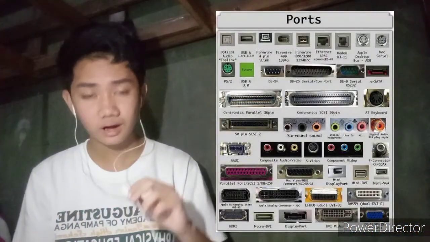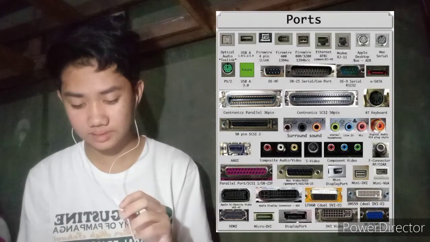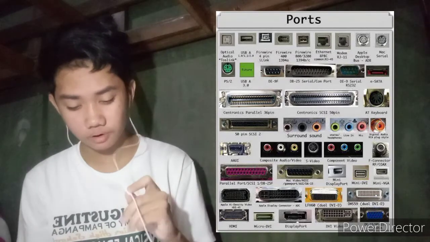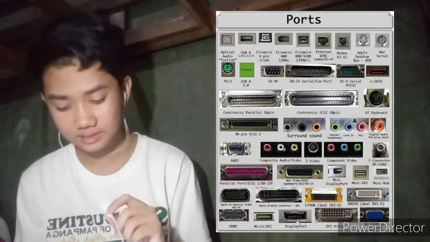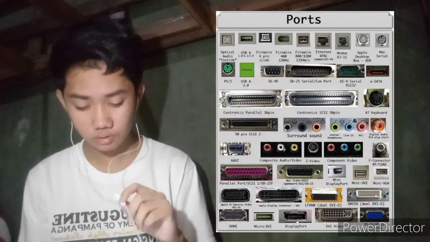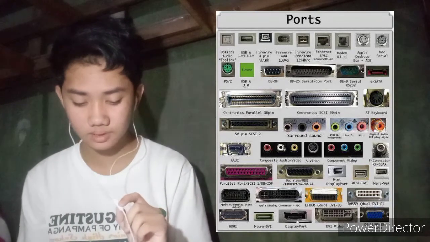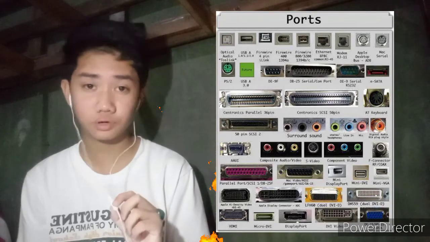Next is the ports and connectors. A port is a connector at the back or side of your computer where you plug in an external device such as a printer, keyboard, scanner, mouse, or a modem. The computer ports are also commonly referred to as the input-output ports.